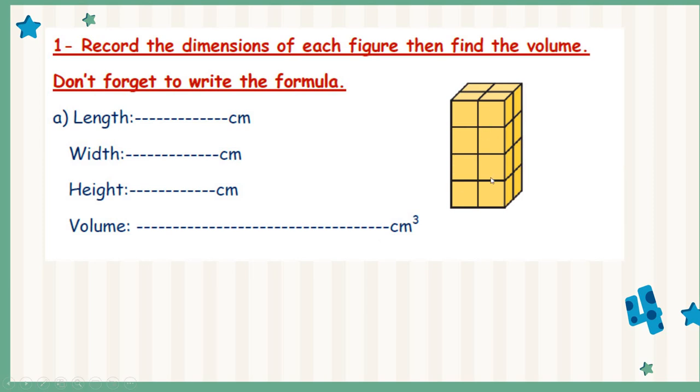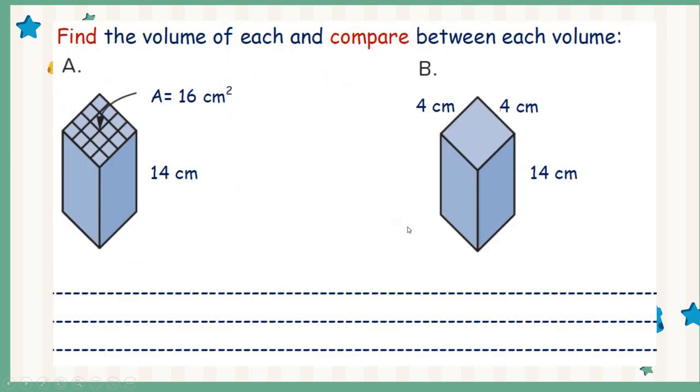So for this rectangular prism, let's find out what the length is. The length here is this dimension. I have what here? 2 centimeters. And what about the width? The width here is 2 centimeters. What about the height? Let's measure: 1, 2, 3, 4. It's 4 centimeters. How can we find the volume? Don't forget to write the rule. Length times width times height, which is 2 times 2 times 4. 2 times 2 equals 4. 4 times 4 equals 16 centimeters cubed.